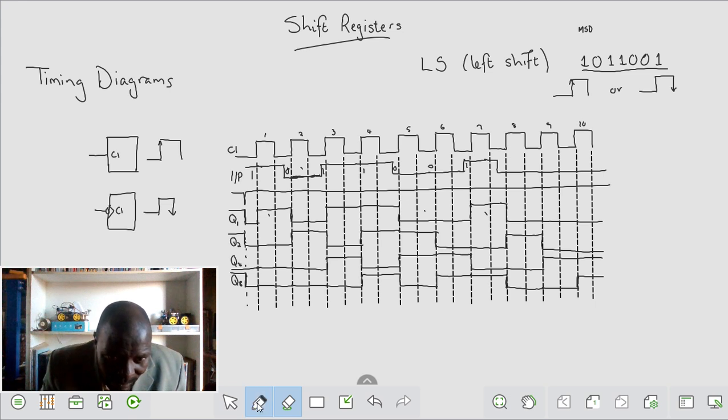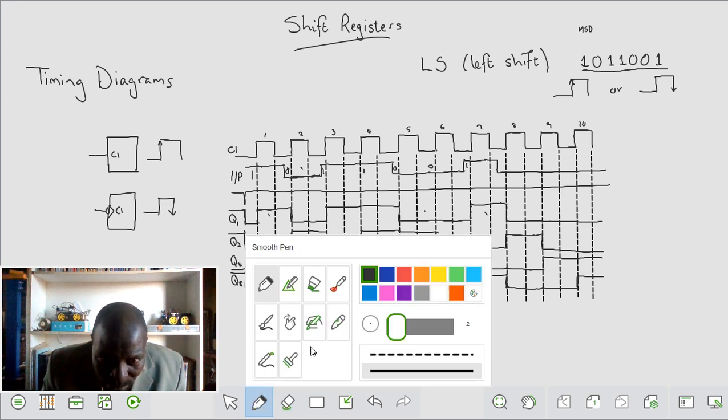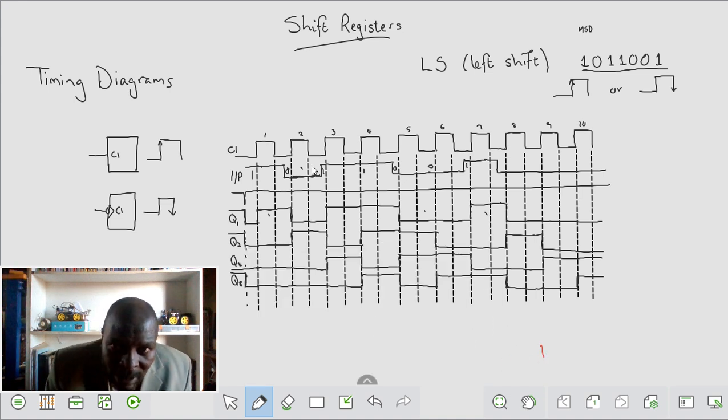I wish I could have a different color pen. Is that even possible? Let me change to a different pen, one that will be very visible. I think that's visible.